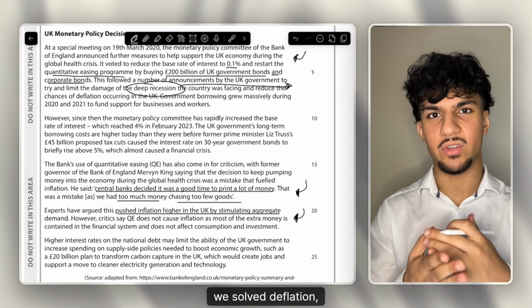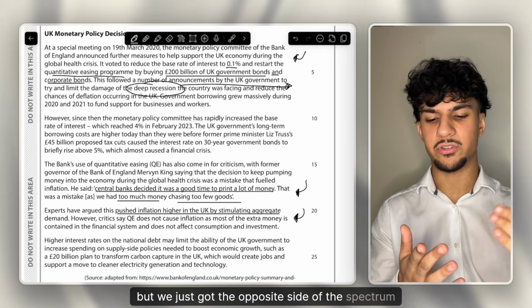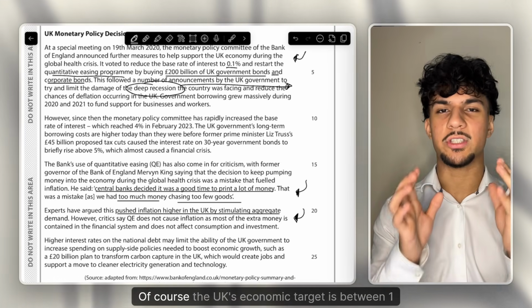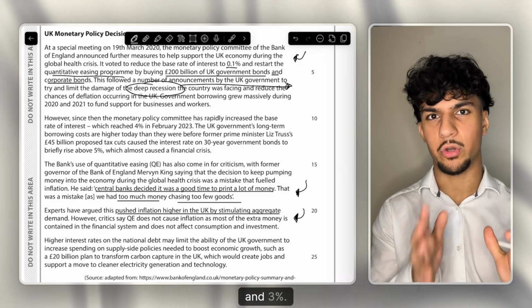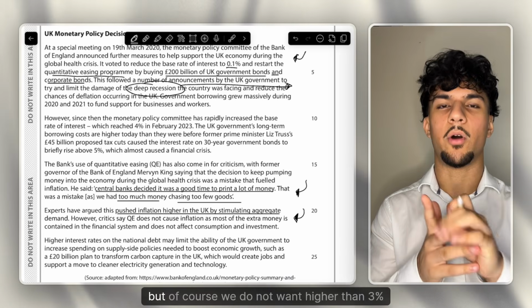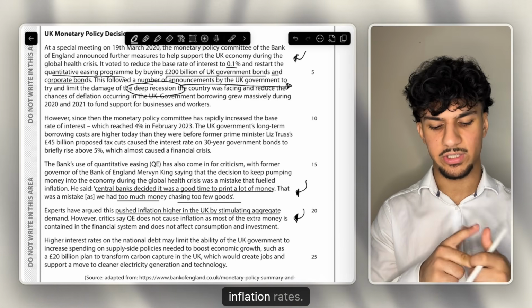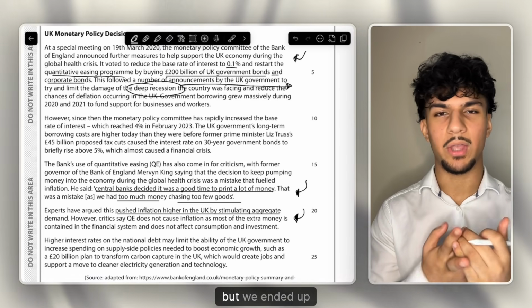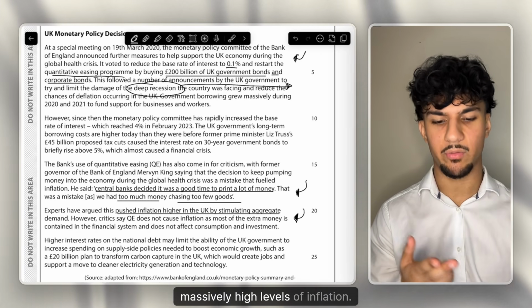Yes, we solved deflation, but we just got the opposite side of the spectrum. As we want to avoid deflation, of course, the UK's economic target is between 1 and 3%. We don't want deflation, but of course, we do not want higher than 3% inflation rates. So yeah, we didn't get deflation, but we ended up with massively high levels of inflation.